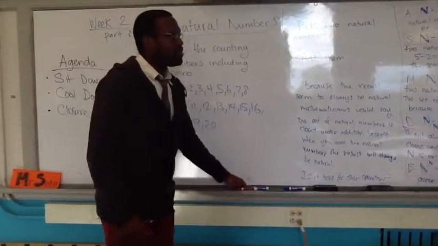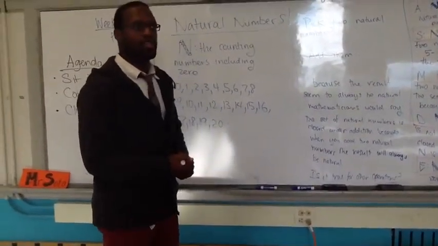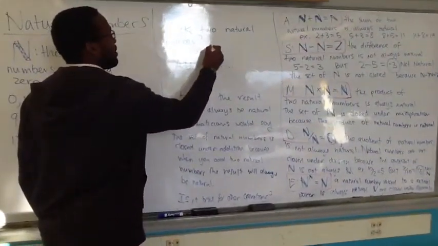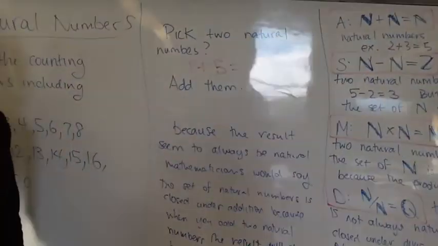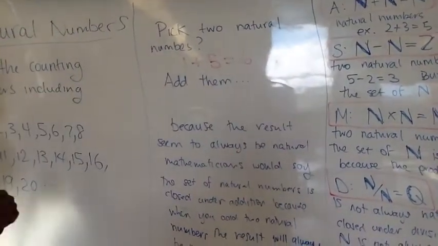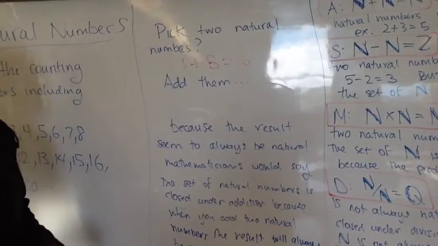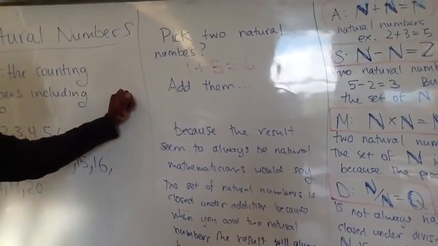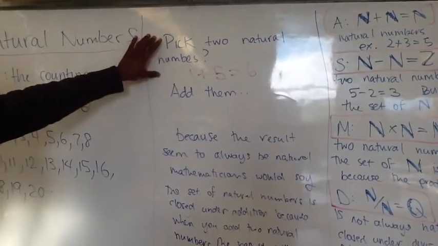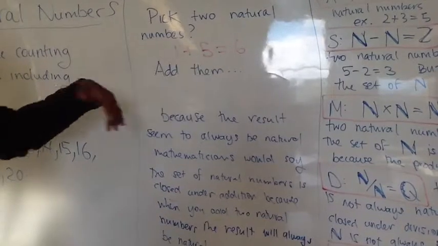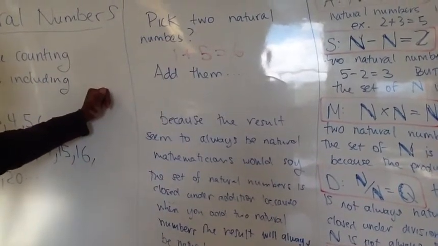The first thing I'll have them do is pick two natural numbers. Most students will say something like 1 and 5. And when we add these two things together, we get 6. Now, the value is not what we're concerned with when we begin our conversation about closure property. And so, really what I'm asking them is, when I add 1 and 5, will I get another natural number?